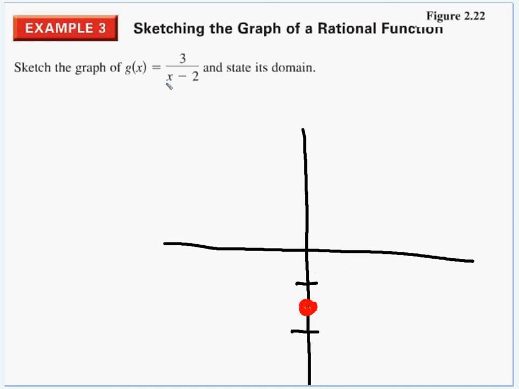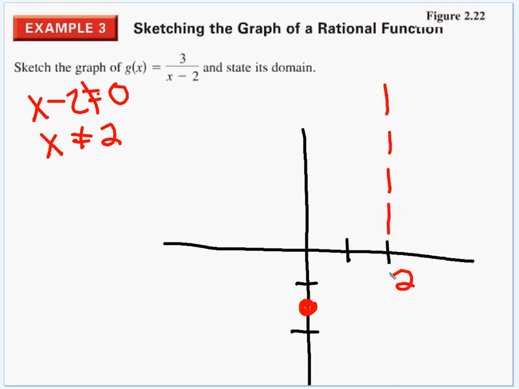If I set my denominator, x minus 2, equal to 0 or not equal to 0, you add 2, x cannot equal 2. So here's 1, 2. This is positive 2, vertical asymptote. The denominator here is more powerful. There's a 3 upstairs, x to the first downstairs. Denominator is more powerful, so that means the x-axis is a horizontal asymptote.